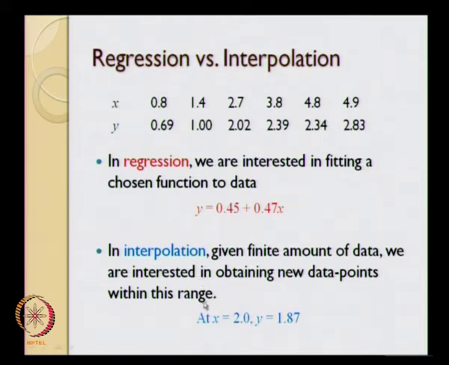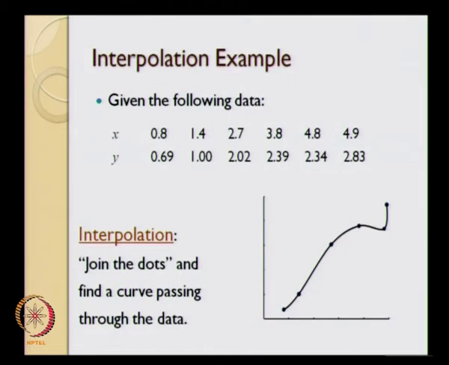In case of interpolation, if given a finite amount of data, we are interested in obtaining new data points within the range. Again, within the range is a very important term over here, because since the data coverage is between 0.8 and 4.9, we will be able to interpolate only within these data points. We will not be able to extrapolate beyond any of these data points.